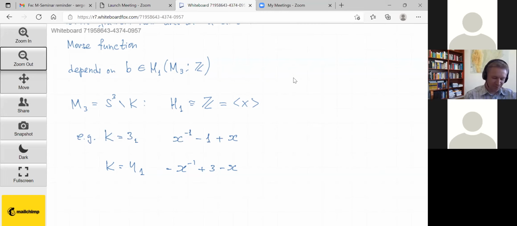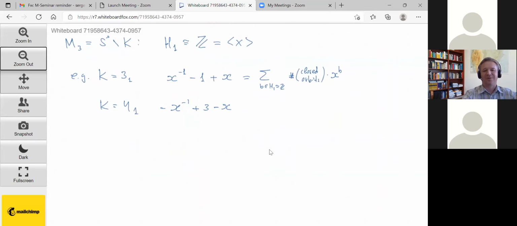Yes. So this is a sum over, let me call it b in H1. And we know that H1 is Z, right? So the number of closed orbits times x to the power b. So x is a variable for the generating series, and the coefficients are the numbers. And they indeed have to be integers, you're absolutely right. So they're counting something.